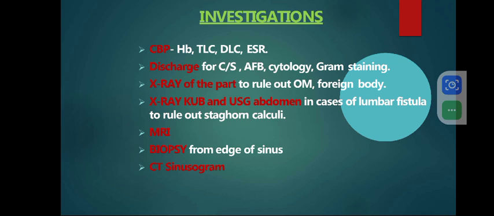Investigations would be CBC, BP, HB, TLC, DLC, and ESR. Discharge: for C&S, AFB, cytology, Gram staining. X-ray of the part to rule out bone or foreign body. X-ray KUB and USG abdomen in cases of lumbar fistula to rule out staghorn calculi. MRI, biopsy from edge of sinus, CT sinusogram.